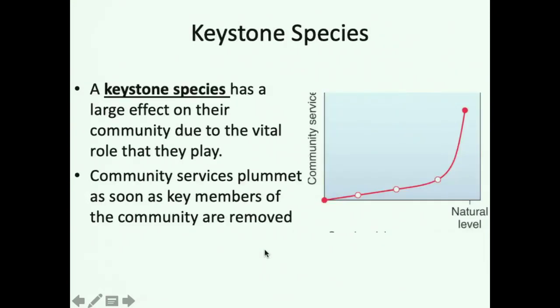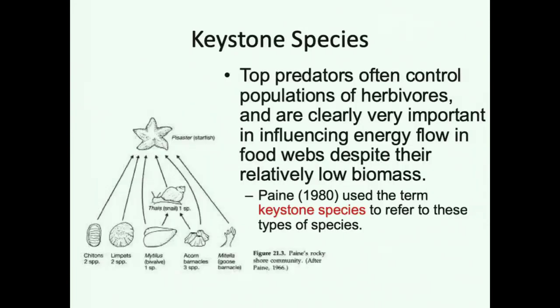And then a final way that we can look at community services is the keystone species hypothesis. And the keystone species hypothesis says that there are some species out there that play a hugely critical role even when they're not abundant. And this is the key thing here, is that they play a much larger role than would be expected by their biomass. So an example of this would be a top predator. So for instance, Pisaster or sea stars.